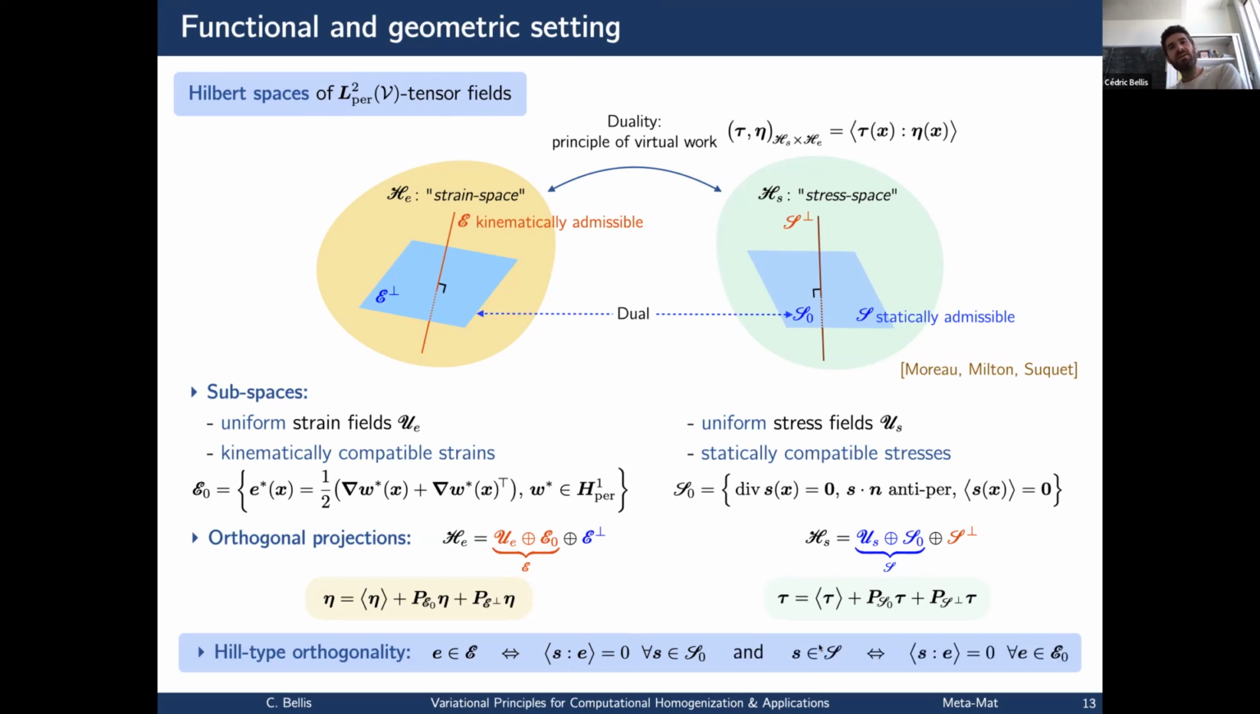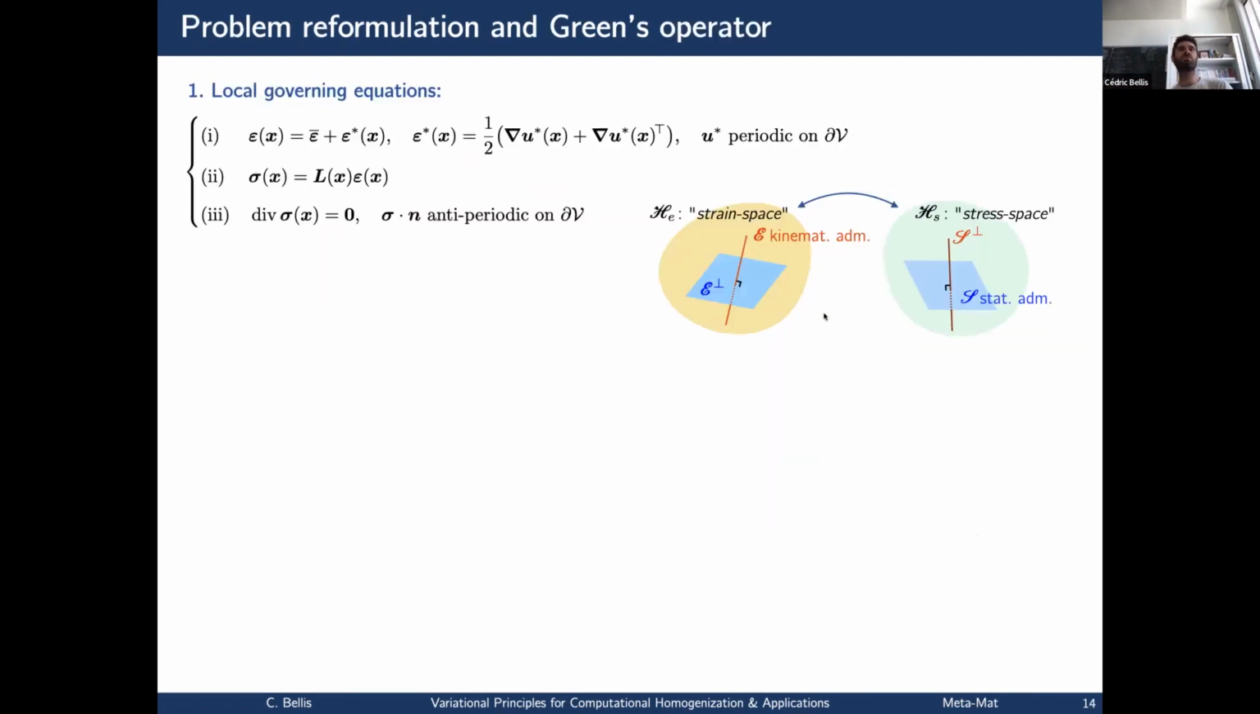And likewise, if I take any field S which is statically admissible, then it produces zero energy for any field E which is kinematically admissible. In other words, geometrically, what we must keep in mind as a mental image is that the subspace of kinematically admissible fields is the dual to the orthogonal subspace to statically admissible fields. This gives me a functional and geometric description of the functional space that I want to use to solve my problem. So how to use that now?